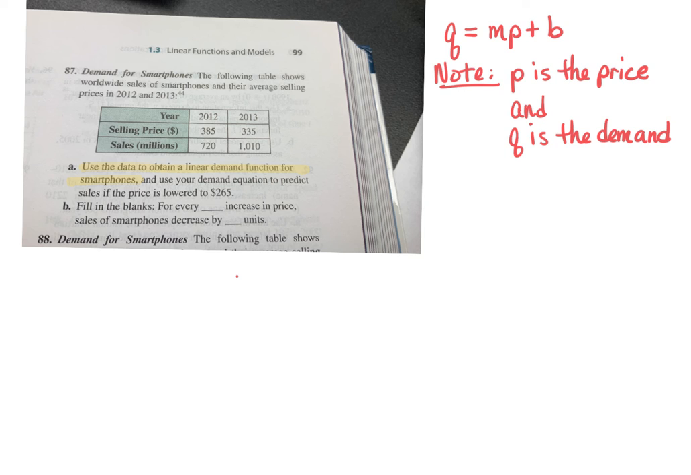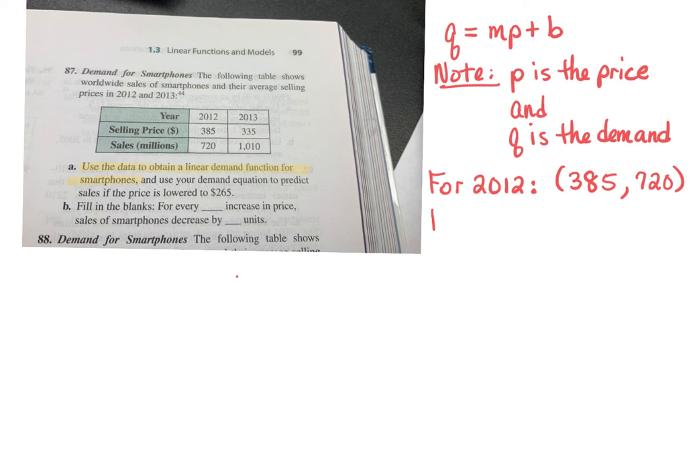So here, to find M, let's first write down our points. So for 2012, what's the corresponding point, your selling price is 385, and for 2012, what's your sales? 720. Very good. So that's the first point. So we're reading the column. So for 2012, our x coordinate is 385, our y coordinate is 720.